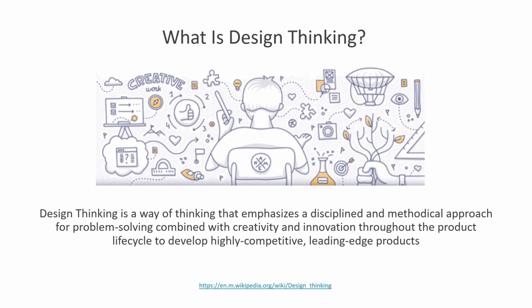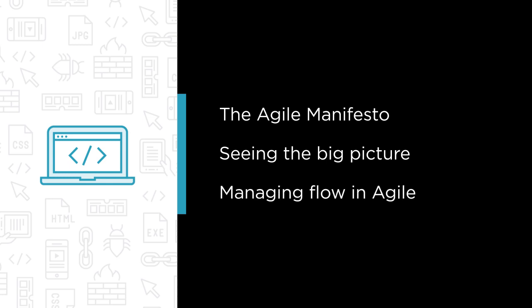Here's an overview of the modules in this course. We're going to start with an in-depth discussion of the Agile Manifesto values and principles. Then we're going to talk about learning to see the big picture and design thinking. And finally, we're going to talk about managing flow in Agile projects.